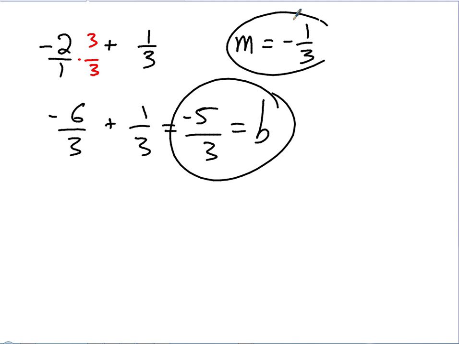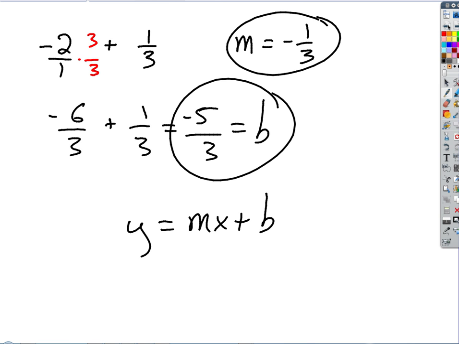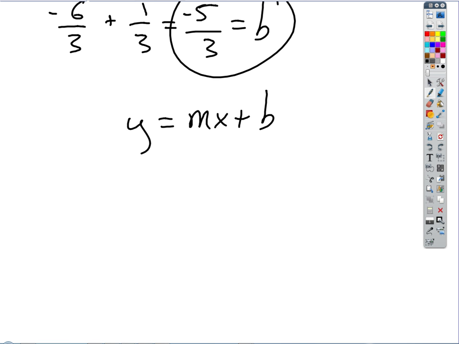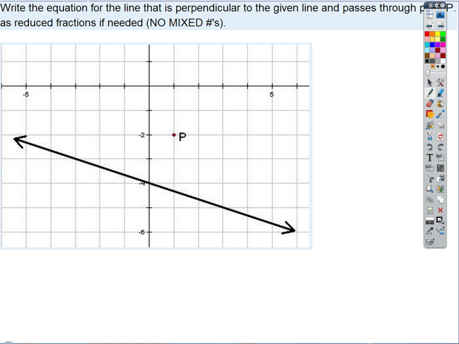So we got M, we got B. Then what's our answer? Yeah, right. We got it. So our answer then is just y equals -1/3 x minus 5/3, right? Okay, we just had to find M and find B. All right, so try this one.